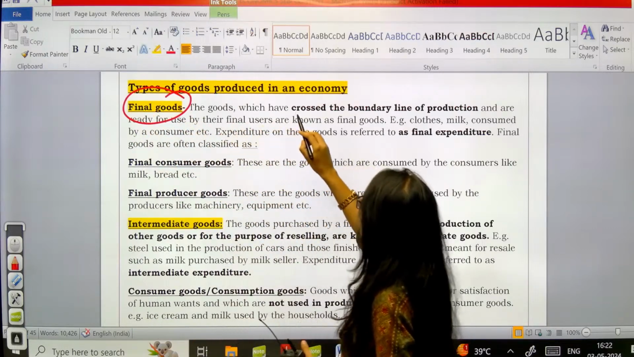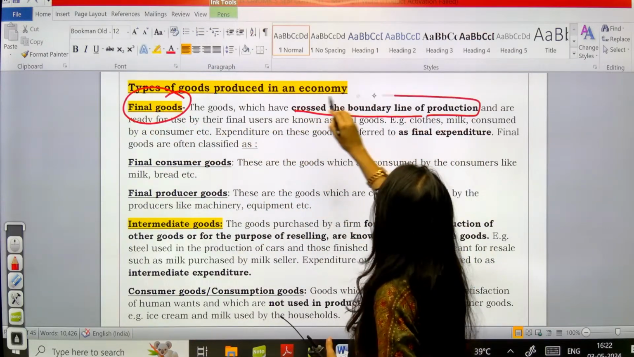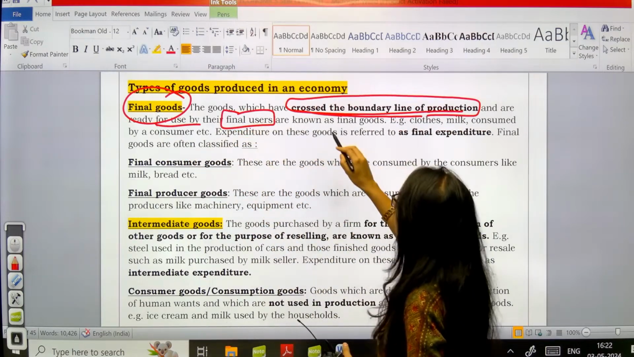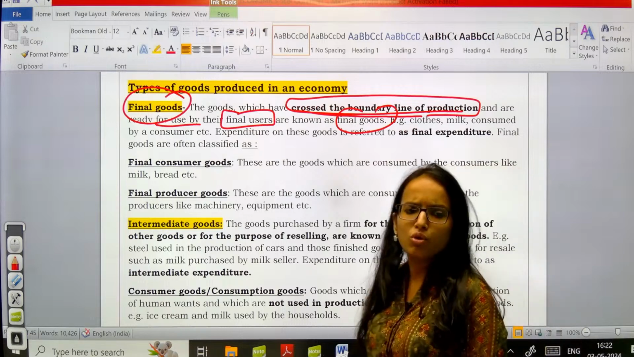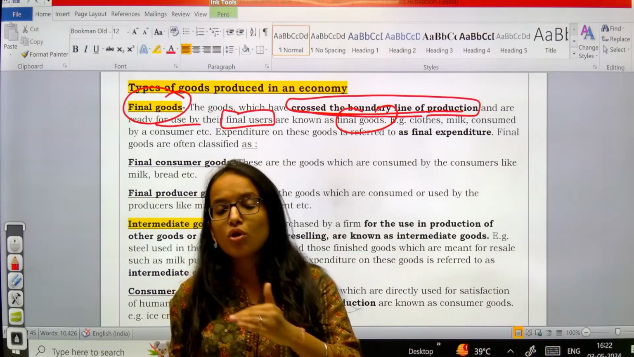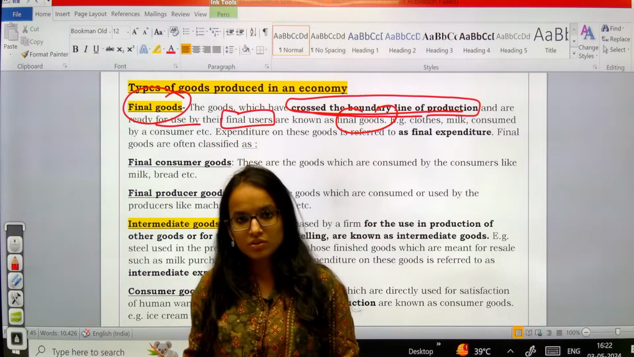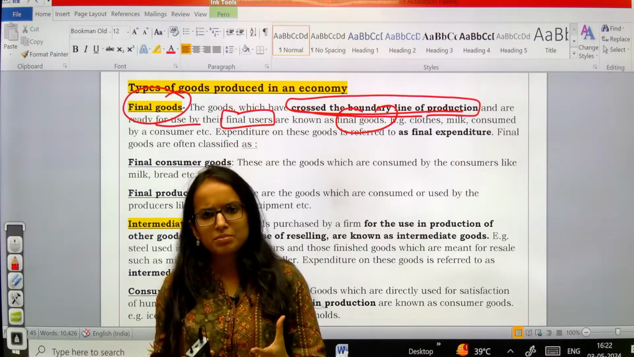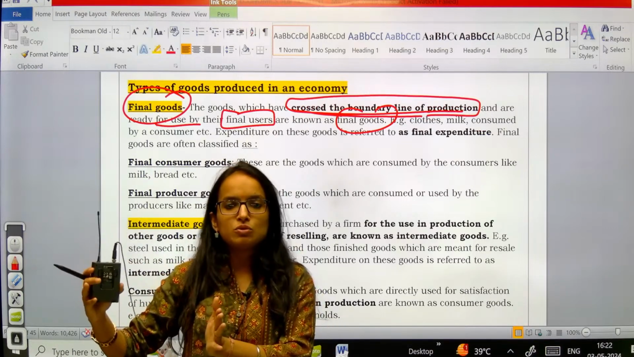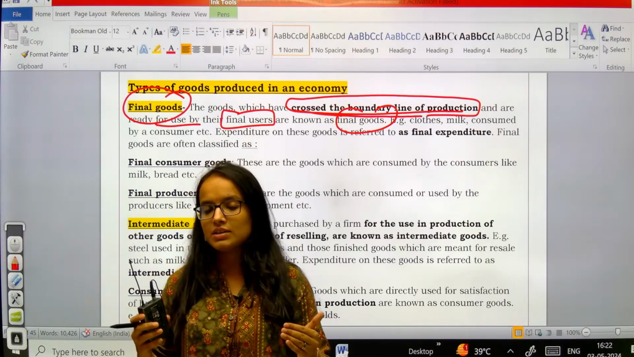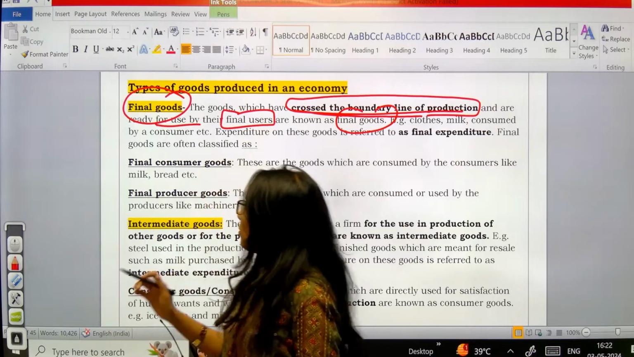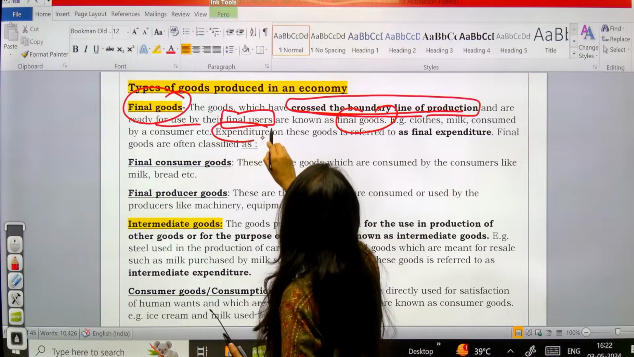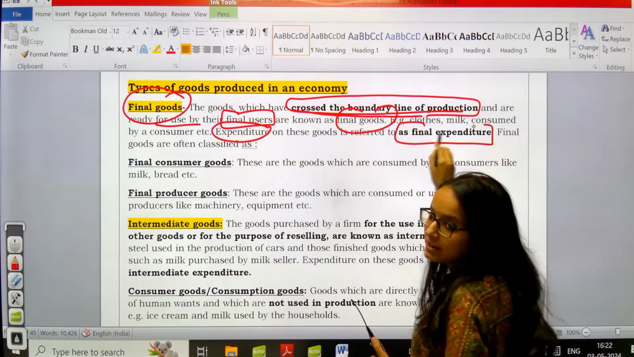Final goods are goods which have crossed the boundary line of production and are ready for use by their final users. These are known as the final goods. Example, clothes, milk, which do not need any kind of further intervention to change their physical or chemical appearance, so they are ready for the end use. There is no value addition required in such products. Is that clear to everyone? Okay.